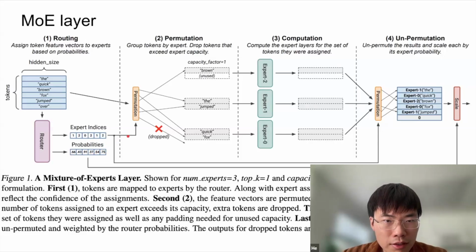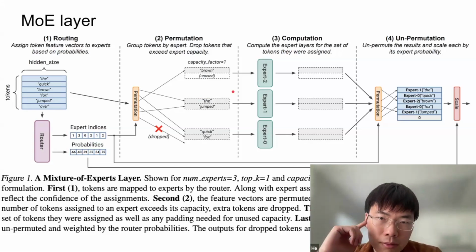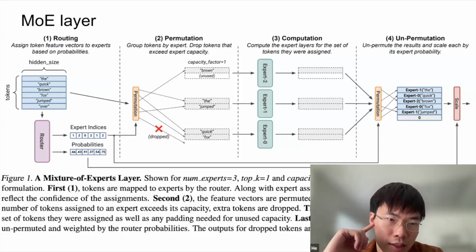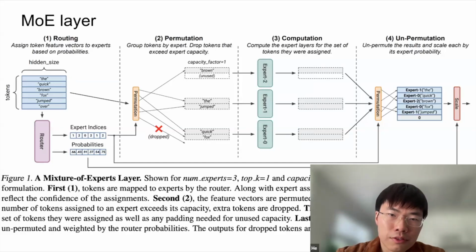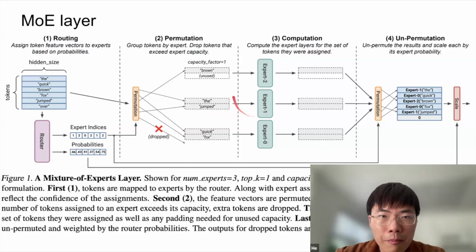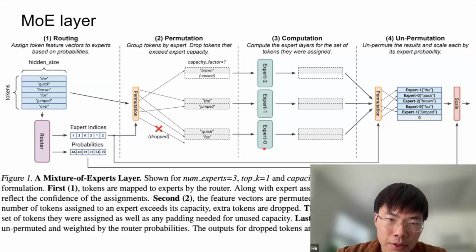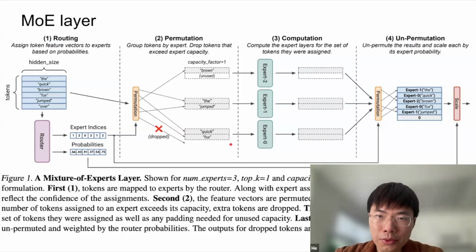Given these expert indices, you will need to permute these tokens into different experts. You need to sort, align, and group them according to which expert they are activated to. For example, expert 0 would have quick and fox, expert 1 would have jumped, and so forth. The third step is computation. So you would multiply the experts with the tokens. This is the same step as the feed-forward network.